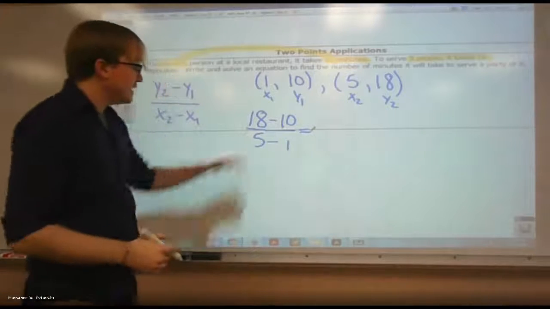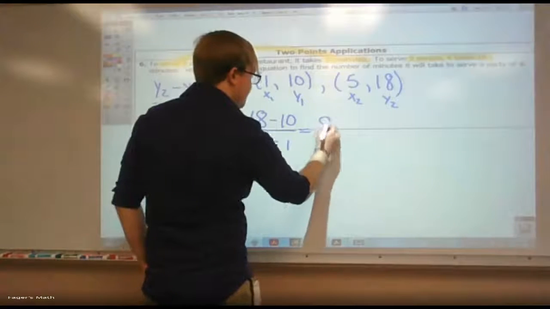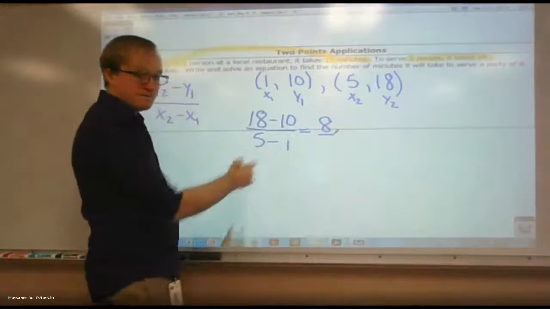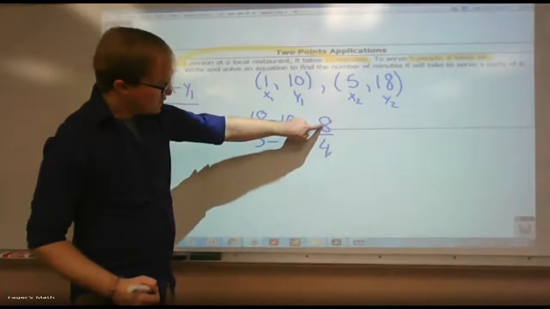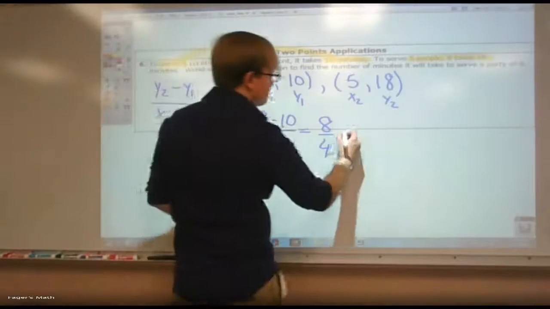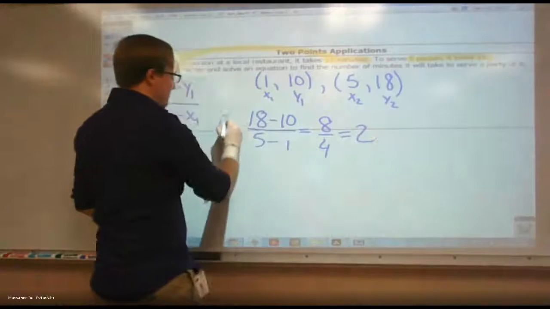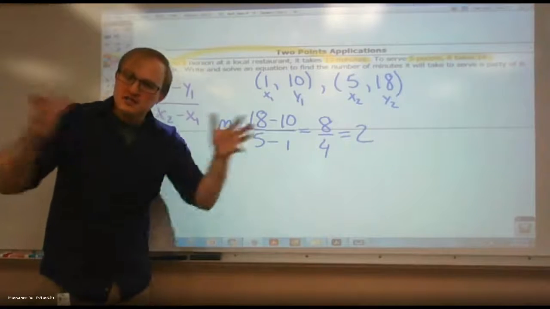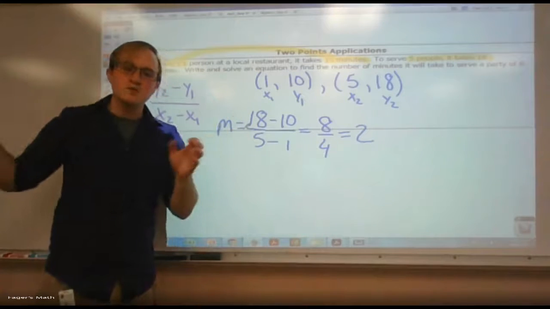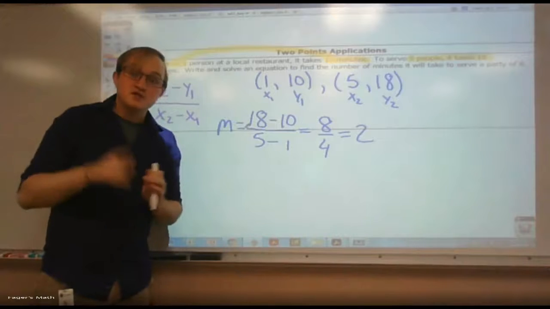Now simplify. 18 minus 10, that's 8. 5 minus 1 is 4. So 8 divided by 4, that's 2. Right? This is our slope. Slope is the 2. Now here's the fun part. You're going to say to yourself, but Mr. Fager, what about our y-intercept? This is great, isn't it?